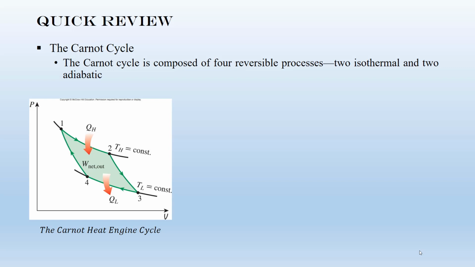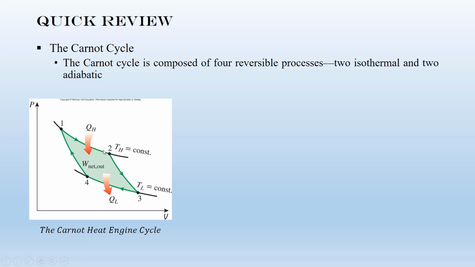The Carnot cycle is a totally reversible cycle. It has four steps or four processes: two adiabatic processes and two isothermal, or constant temperature, processes. Here you can see the heat engine that works based on the Carnot cycle, called the Carnot heat engine. It is totally reversible. Here you can see the PV diagram for the Carnot heat engine cycle.